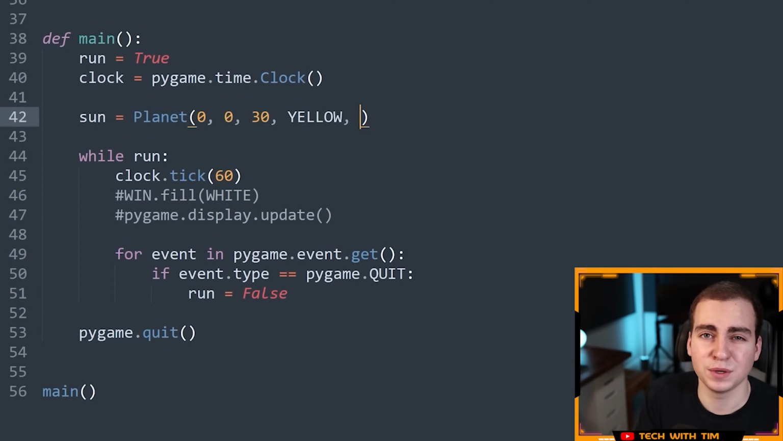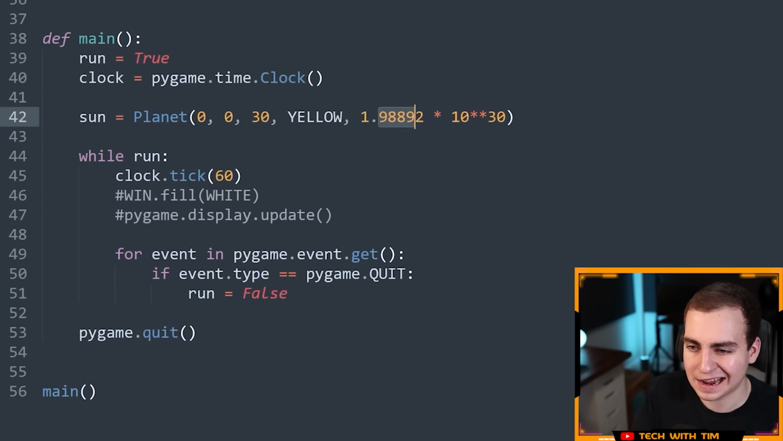And then the last thing we need to pass is the mass. And the mass, I need to look at my cheat sheet here because unfortunately I don't have this memorized, is going to be the following. Let me paste this in: 1.98892 times 10 to the exponent 30. And in case you're wondering, this is in kilograms. Again, we're going to use the accurate masses and astronomical units and stuff for all of these planets. So that is the sun.